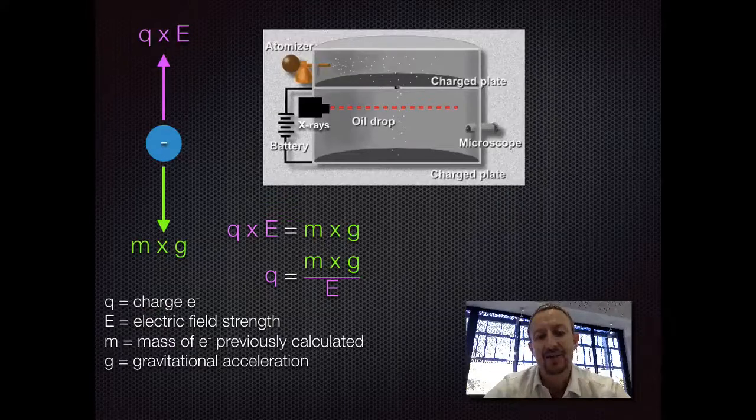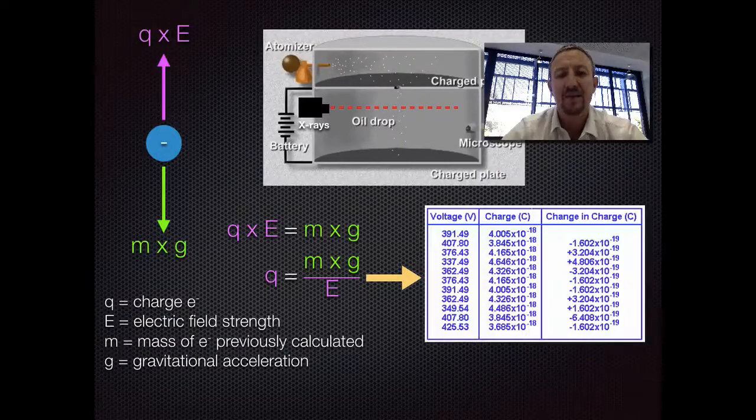Well, the key thing is he didn't actually find Q. What he found was a difference in values depending on the voltages. And he got a set of results that look like this. On the left hand side we've got voltage, in the middle we've got the charge, and then we've got the change in charge all the way through. So he was able to work out the change in charge as we move from one voltage to another. And what he noticed is the change in charge went up by a certain number. That number was based on the electrons that were added to the oil drop.